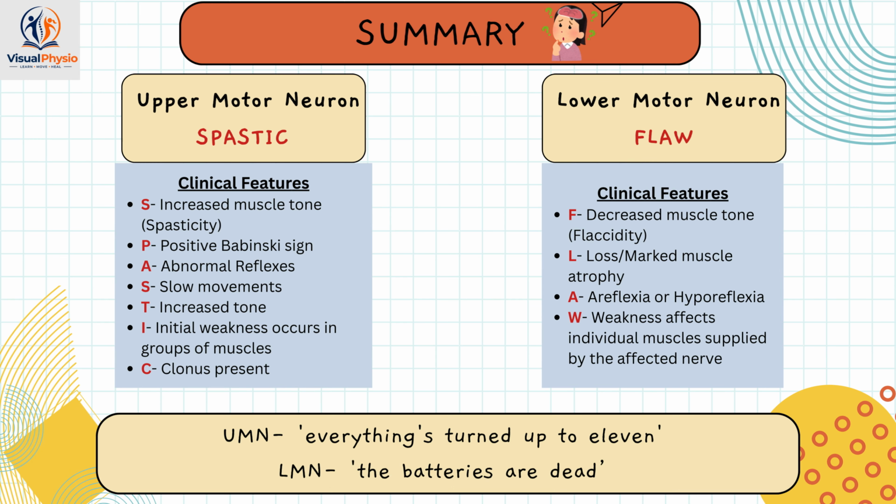Let's bring it all the way back to where we started. Upper motor neuron, everything turned up to 11. Tone is up, reflexes are up, clonus is present. Lower motor neuron, the batteries are dead. Tone is down, reflexes are down, and muscle wasting is seen because it has lost its nerve supply. One reflex hammer, two completely different diagnoses. And now you are the one who knows how to tell them apart.